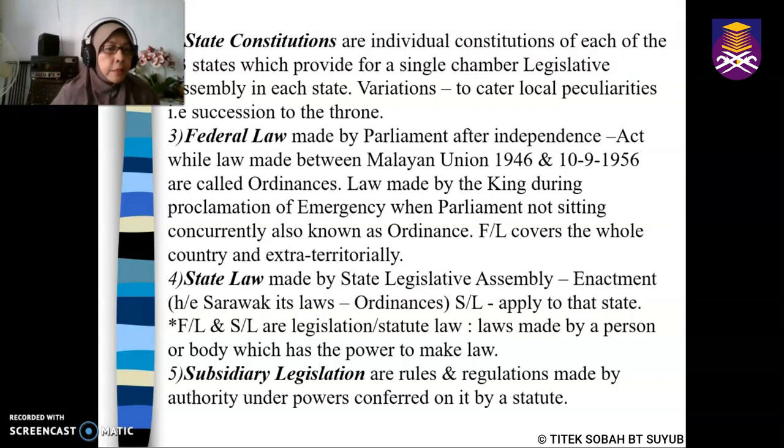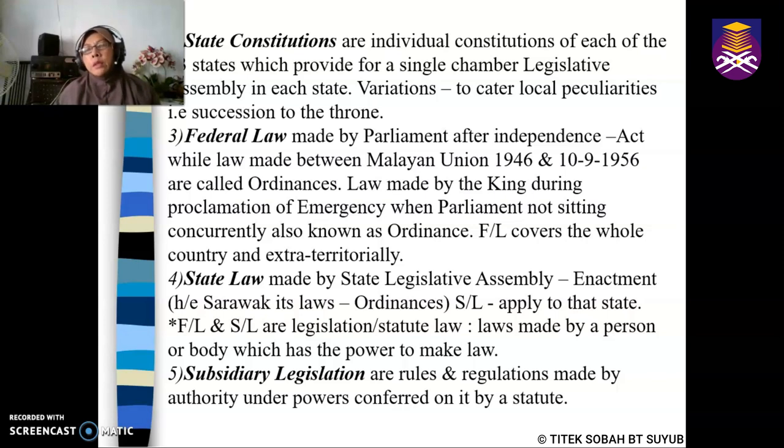Please listen carefully so that you can differentiate what is a federal law, what is a state law, and whether subsidiary legislation has to do with these two laws, the federal and the state. Okay, so now let us look at federal law. What is actually federal law?